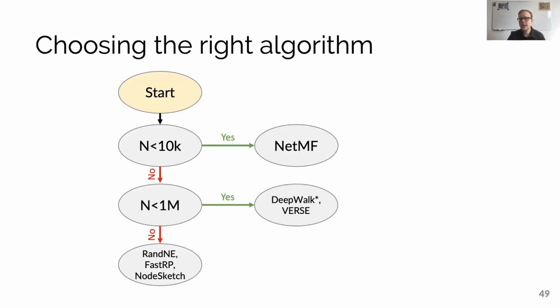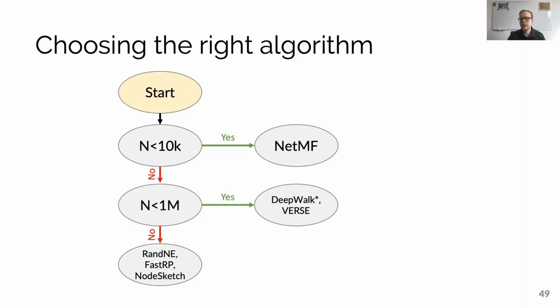And I think the choice is actually quite simple. It's all dependent on the scalability of the algorithms and how much you want to wait versus the quality that you want to get. So if you have really small graphs, then it's probably a good idea to just compute something like NetMF on your graph, just because it's so cheap to factorize these matrices.